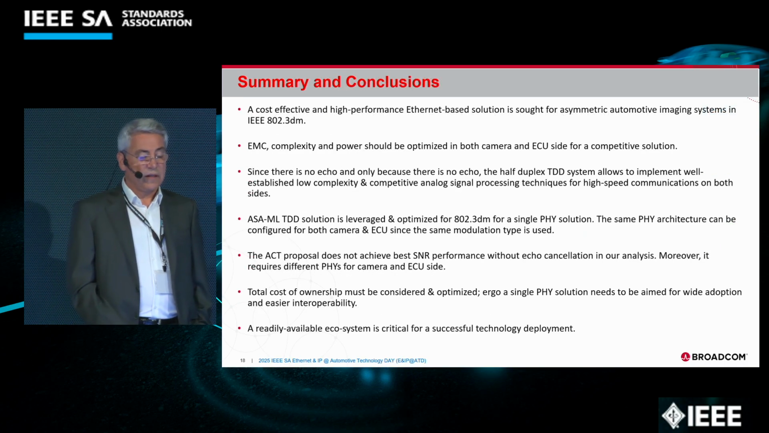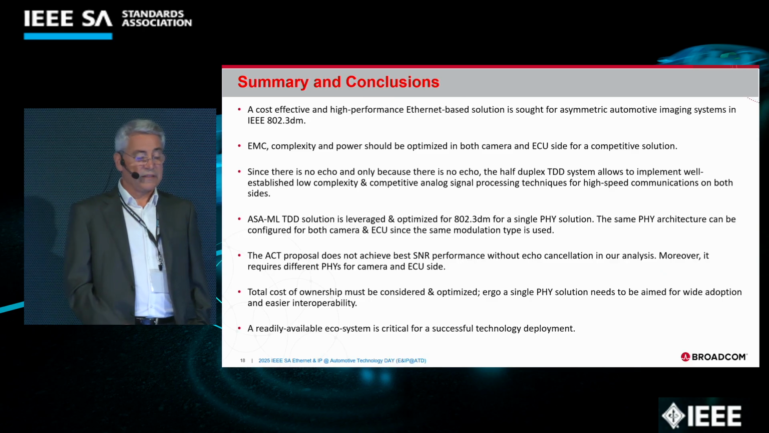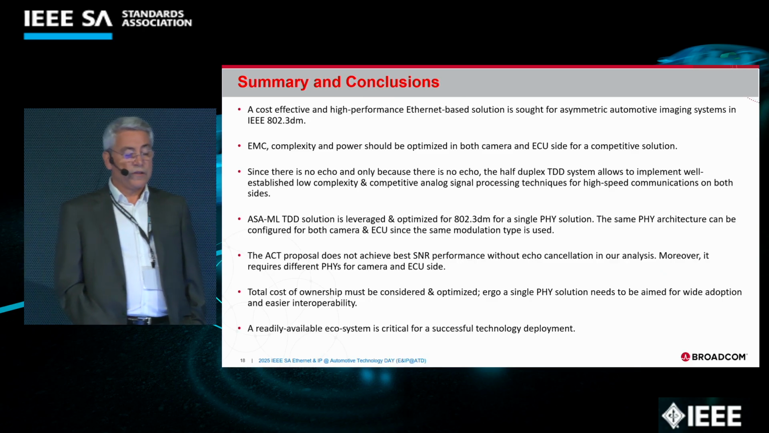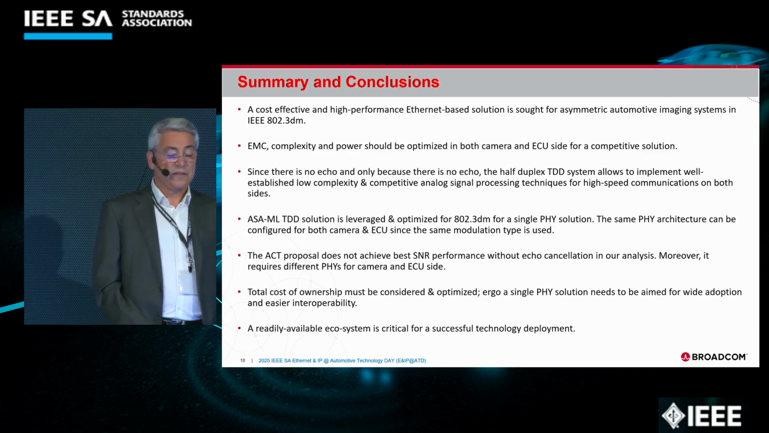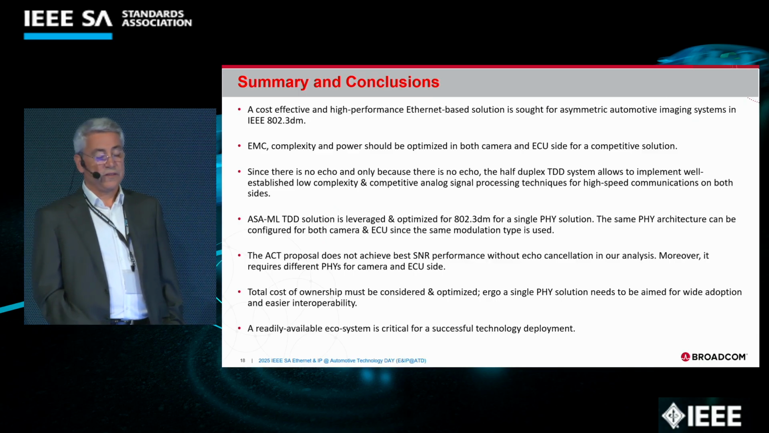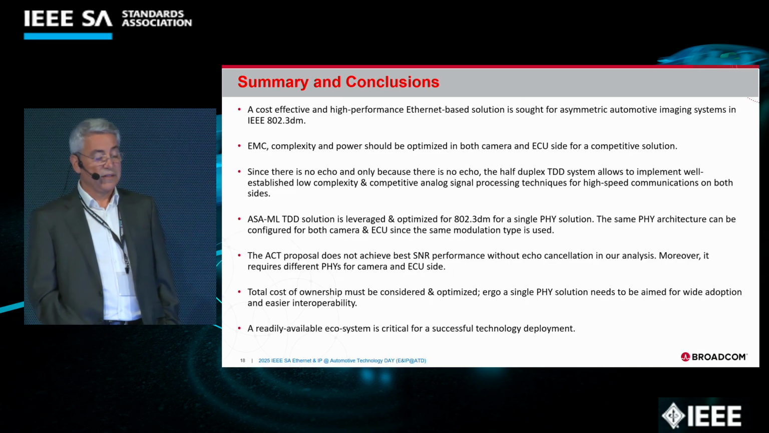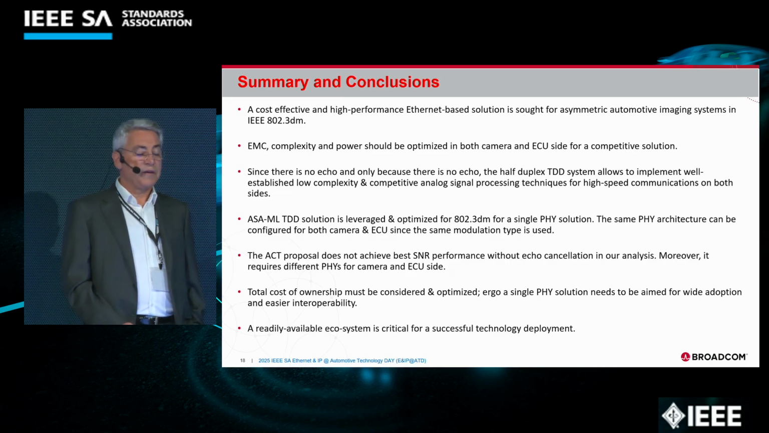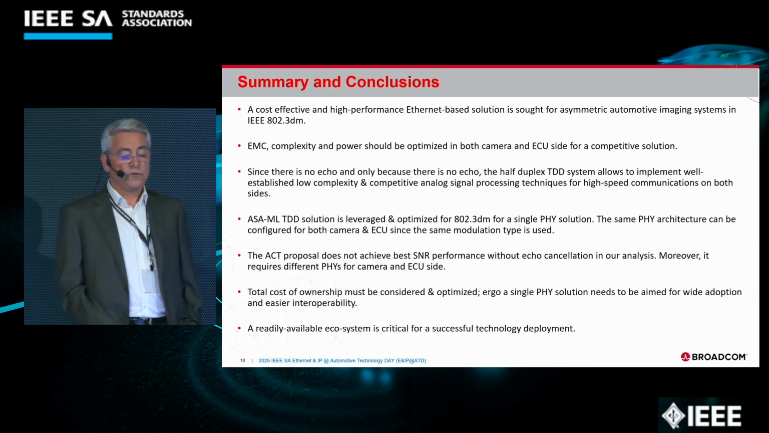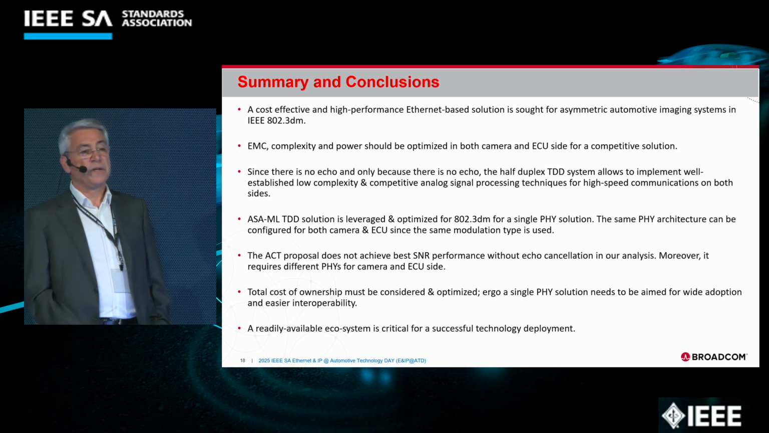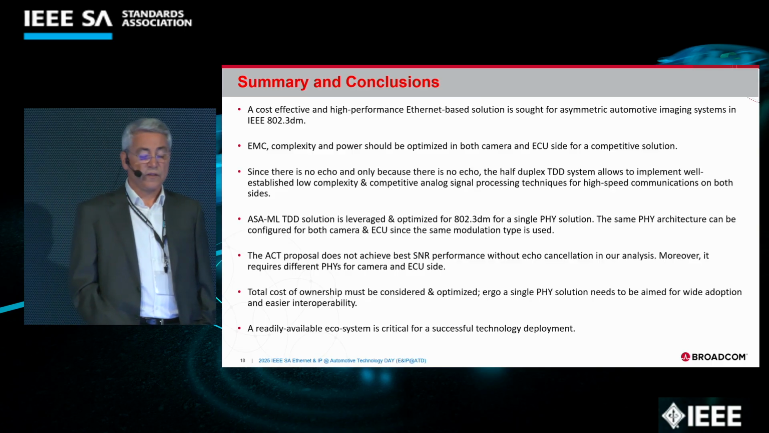Finally, here are some conclusions and summary. We are seeking a cost-effective and high-performance Ethernet-based solution for asymmetric automotive imaging systems in 802.3DM today. EMC complexity and power should be optimized not only on the camera side, but also on the ECU side as well. Since there is no echo, and only because there is no echo, the half duplex system allows us to implement well-established low-cost analog signal processing techniques for high-speed communications on both sides.